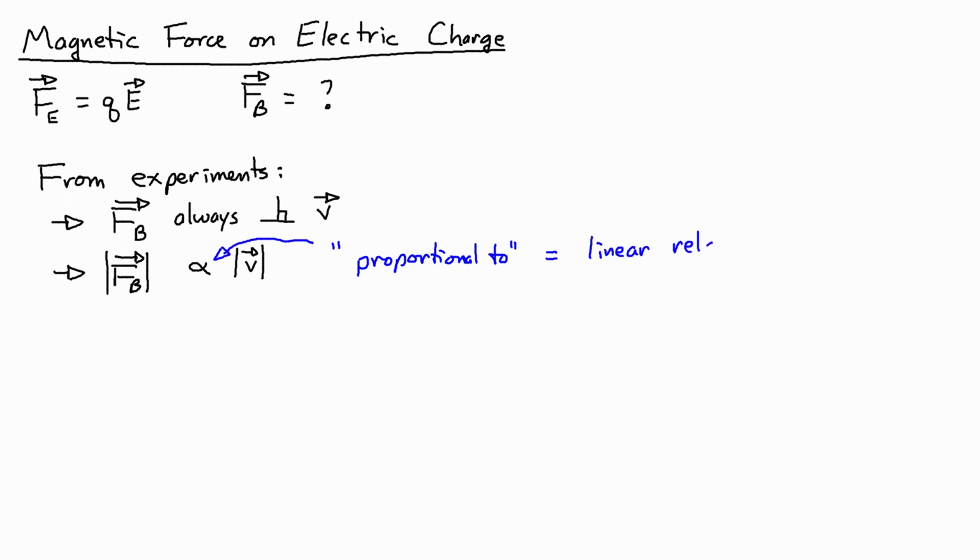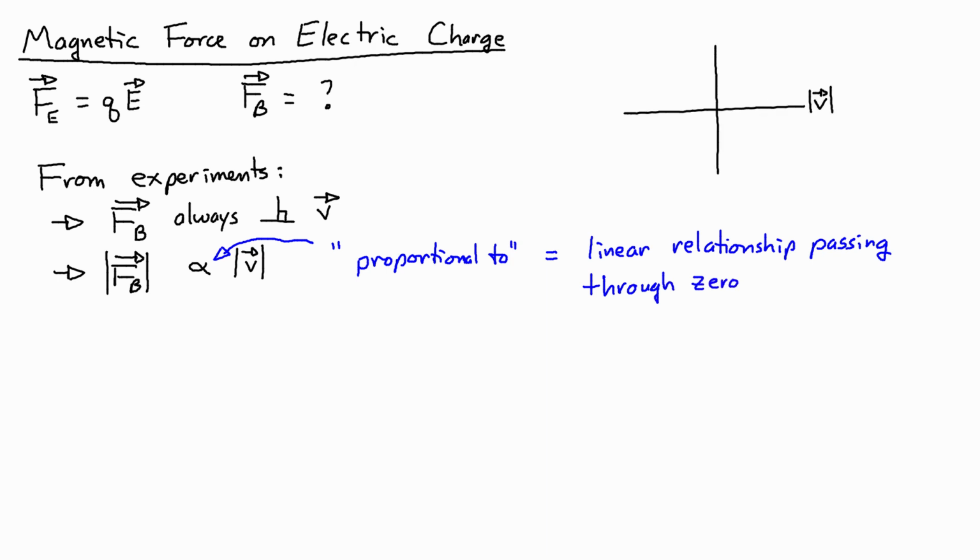And as a quick reminder, proportional to just means that there's a linear relationship between the magnetic force and the speed, or the magnitude of the velocity, that passes through zero. So this is a key point, because that means that when the electric charge has zero velocity, there's zero force, and I can represent it as a dot. I'm just circling it to highlight it. And then the relationship being proportional means that there's a straight line between them, if you were to graph this. Now, it turns out that the magnetic force is also always perpendicular to the magnetic field.